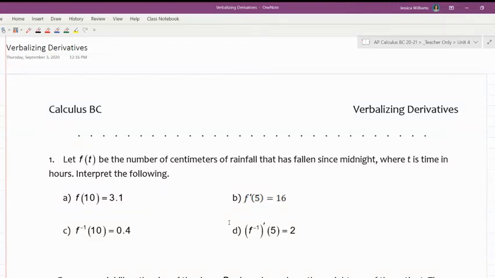Welcome to the first day of Unit 4. So Unit 3 is finished. Unit 3 covers all your derivatives, all your rules, exponentials, parametrics, all that stuff.